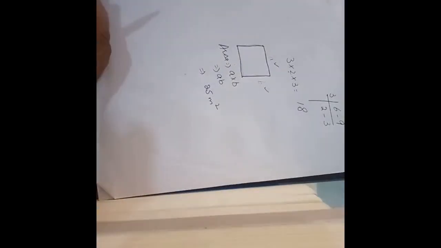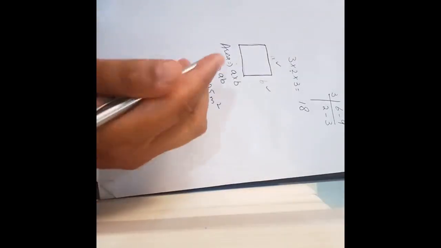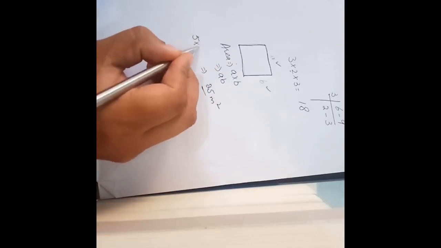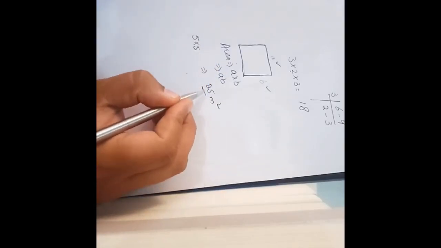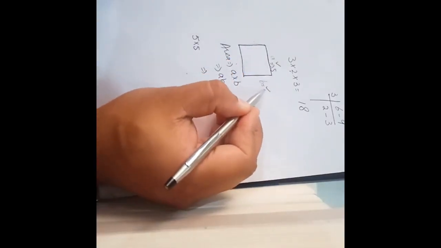So let's do this. What are the numbers? Which number, if we multiply it by itself, will give us an answer of 25? For example, 2 2s are 4. That cannot be it. 3 3s are 9. No, that is not it. 4 4s are 16. No, that is not it. So 5 into 5 will be? 5 into 5 is equal to 25. So this A side would be 5 and B side would be 5.